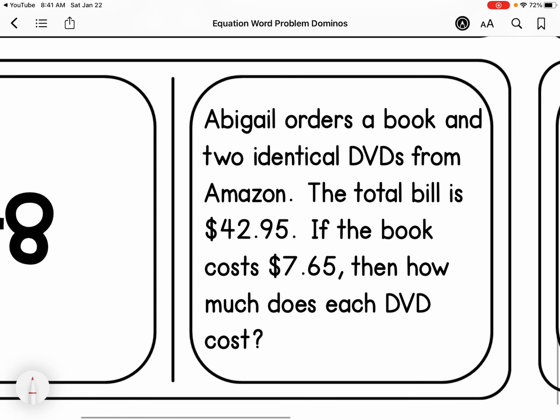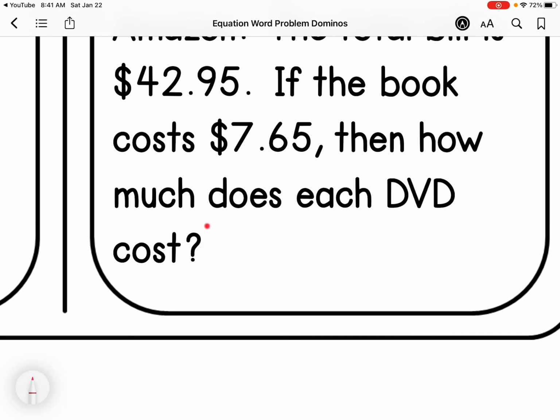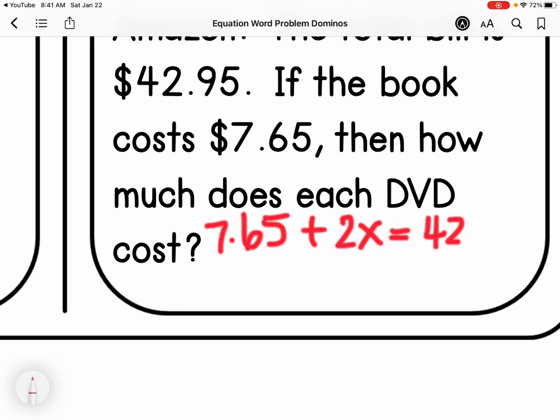Okay, Abigail orders a book and 2 identical DVDs from Amazon. The total bill was $42.95. The book cost $7.65. Then how much does each DVD cost? So $7.65 plus 2 DVDs equal $42.95. So I'm going to subtract $7.65 off for the book.